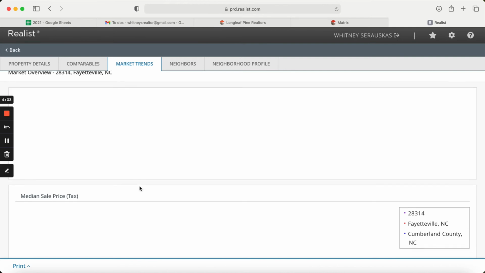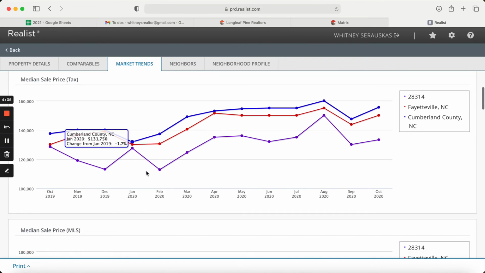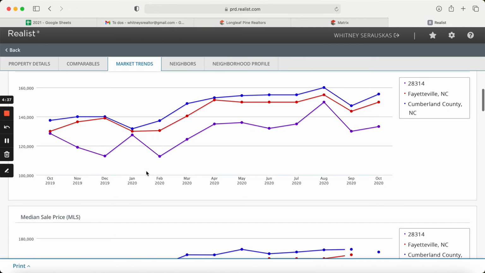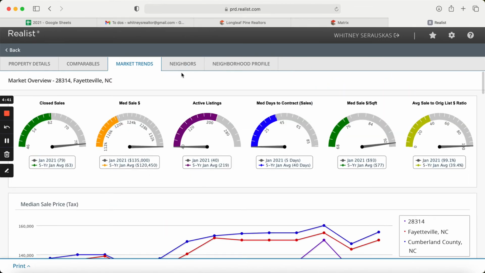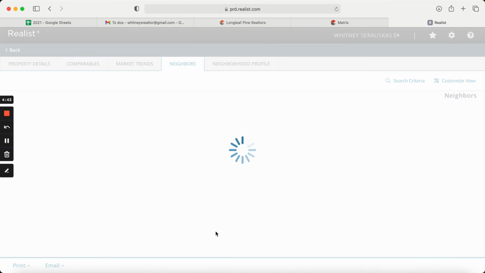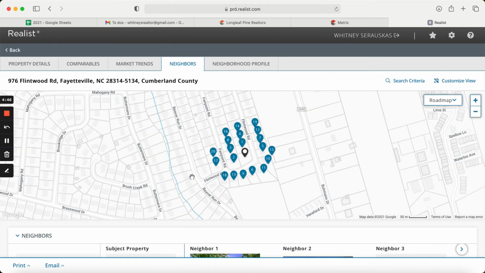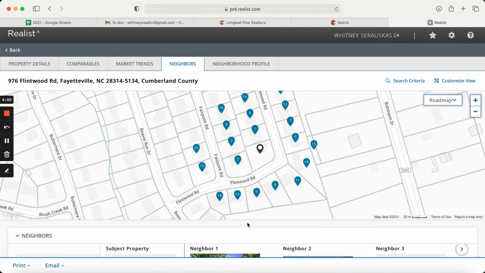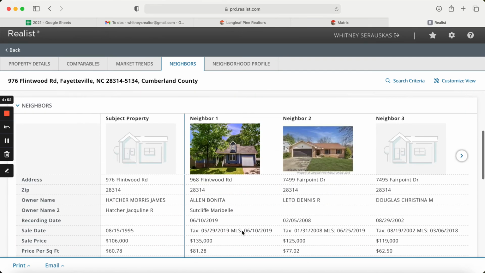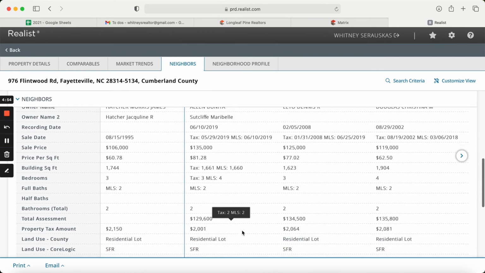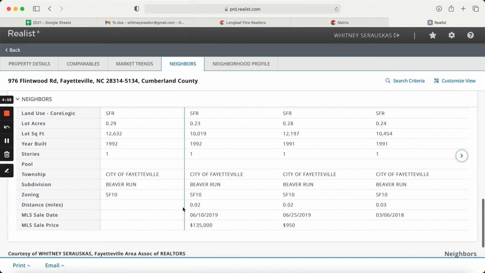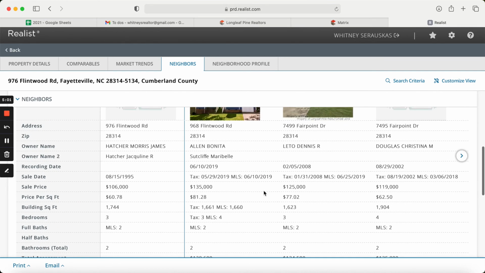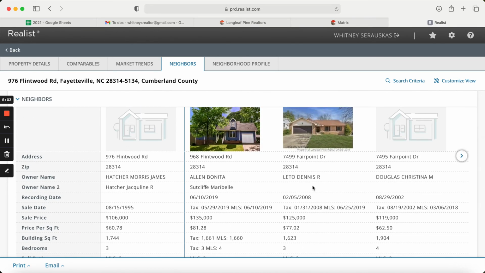The market trends. This is just basically for your knowledge. Who the neighbors are. I like to give this information to buyers if I were to sell the house, just so they know who their neighbors are. Some people are shy and don't want to talk to their neighbors, so it's always good for them to see, compare their property to the rest, and also just know who their neighbors are, you know, if something would ever happen.